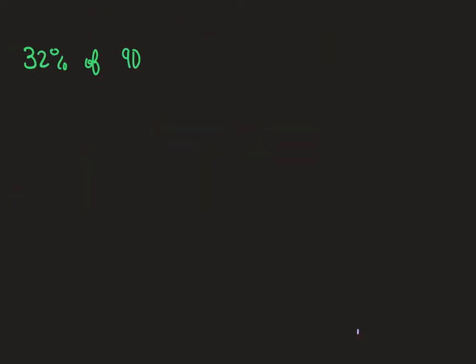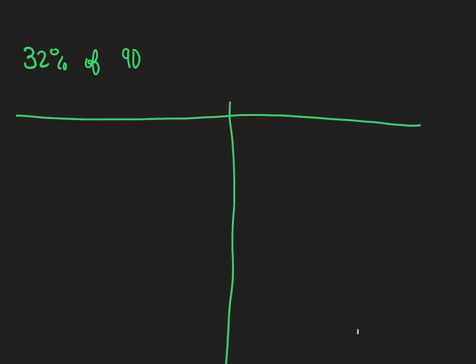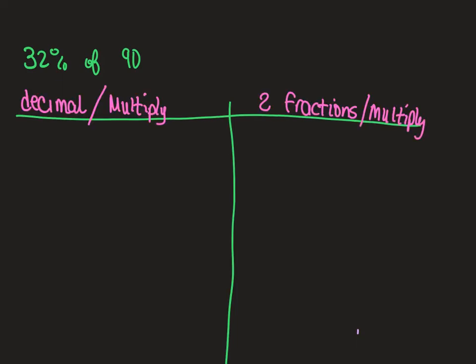But then some of your homework is going to look like this. 32% of 90. Well, this is not mental math. We need to have a paper pencil strategy for 32%. I'm going to show you two options and you decide which option sticks better in your brain because they are both fabulous ways to do it. Strategy 1 is, I'm going to call it the decimal multiply strategy. Option 2 is the fraction and multiply strategy.